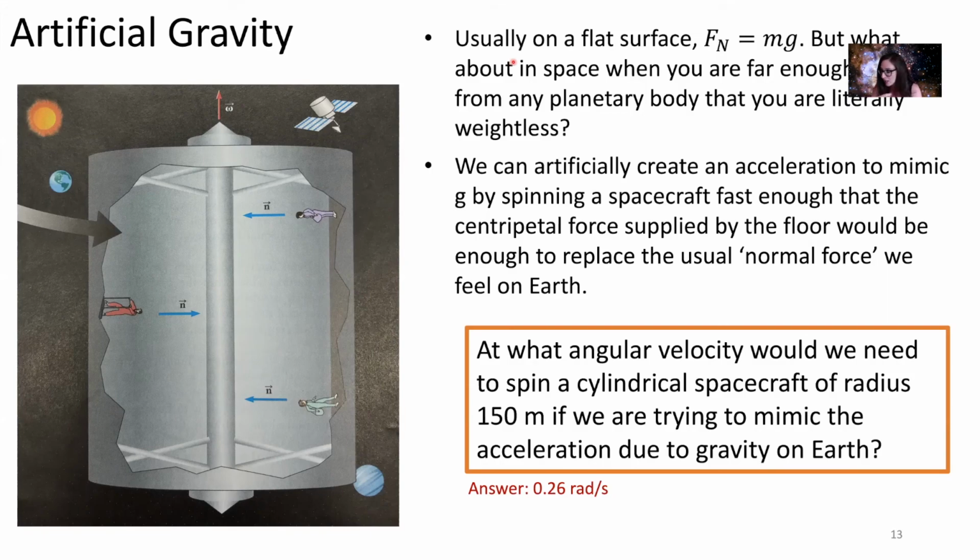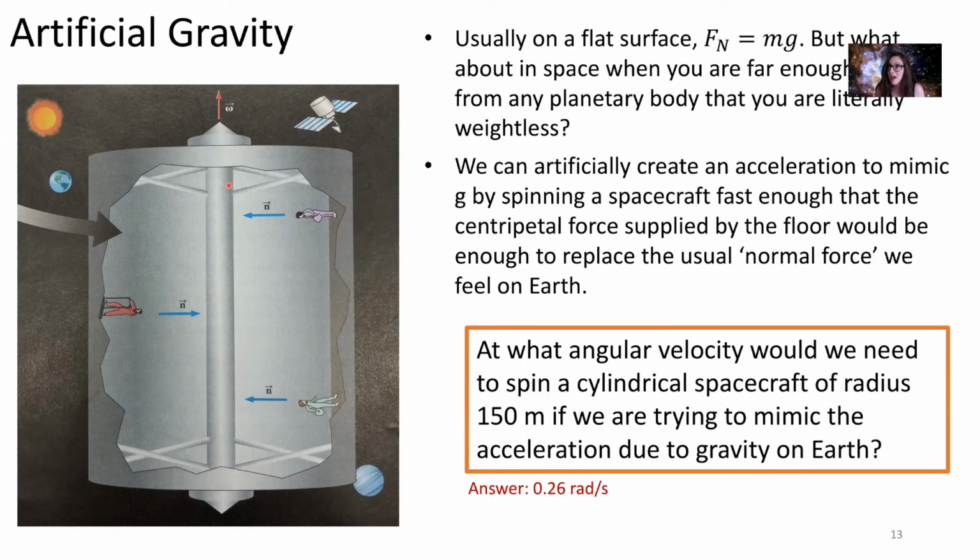So we could use this idea to solve this problem here. At what angular velocity would we need to spin a cylindrical spacecraft like this of radius 150 meters if we are trying to mimic the acceleration due to gravity on Earth? So acceleration due to gravity on Earth is 9.8 meters per second squared. Okay, what do we need to do?